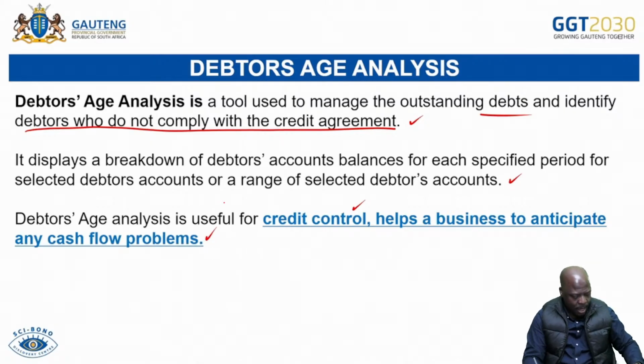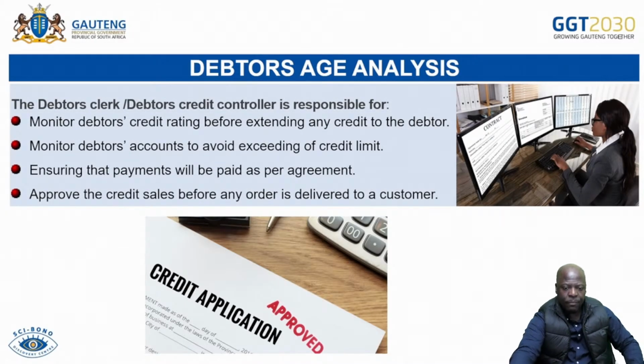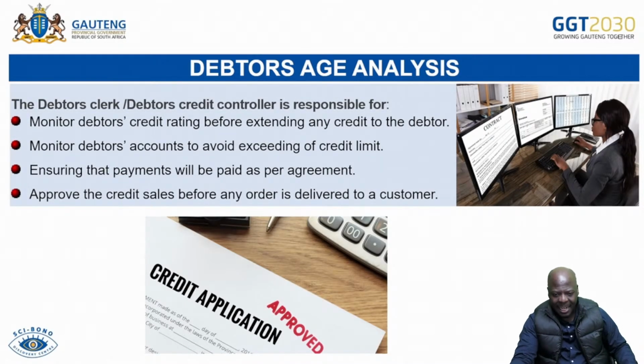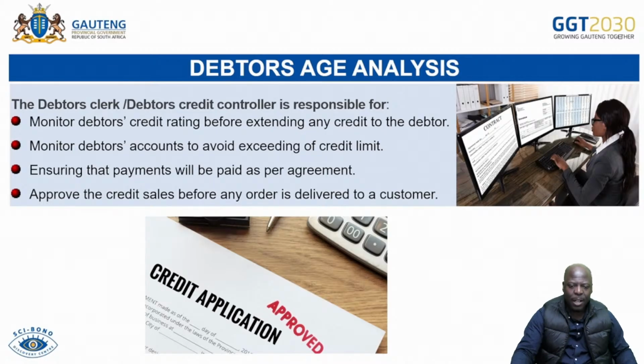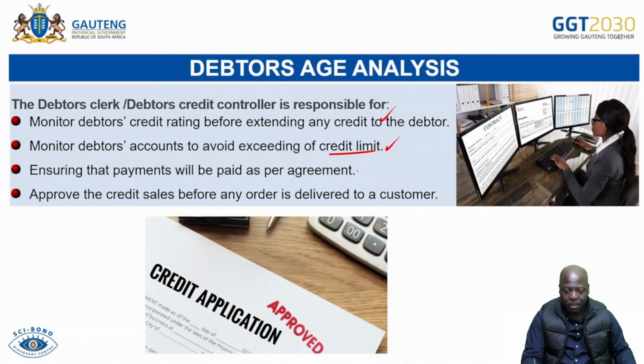Okay, let's go. We also have what is known as a debtors' clerk, or the credit controller, responsible for monitoring debtors' credit rating before we extend credit to them. They monitor debtors' accounts to avoid the debtors exceeding their credit limit. So the credit limit, we're simply talking about the maximum that we allow a debtor to buy goods from us. That's the credit limit. Ensuring that payments are paid as per agreement. So we're talking about credit terms now.